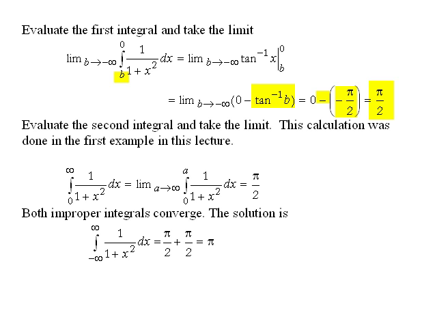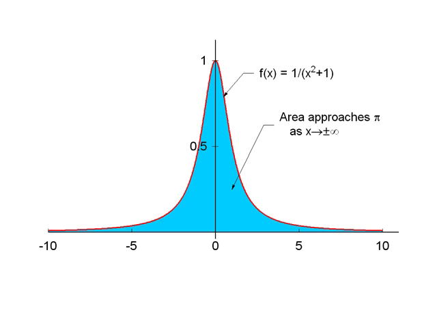From the first example in this lecture, the result from 0 to infinity was pi over 2, so the total area under this curve is pi, and this integral converges. And like I said, that's expected since this is an even function.